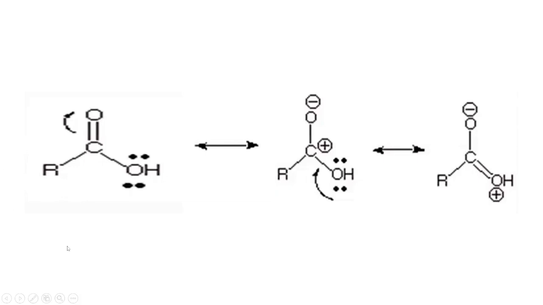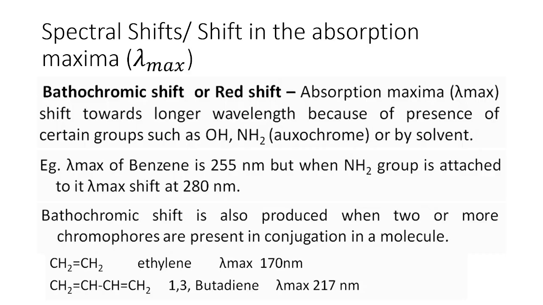Here is another example, the acid group. This acid group contains the carbonyl group as well as the OH group, and here the OH group is the auxochrome. This OH group contains lone pair electrons, and this lone pair takes part in conjugation, and by this conjugation the auxochrome increases the absorption maxima, and the lambda max shifts towards the longer wavelength.